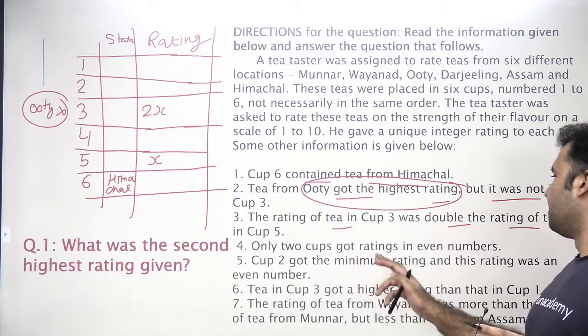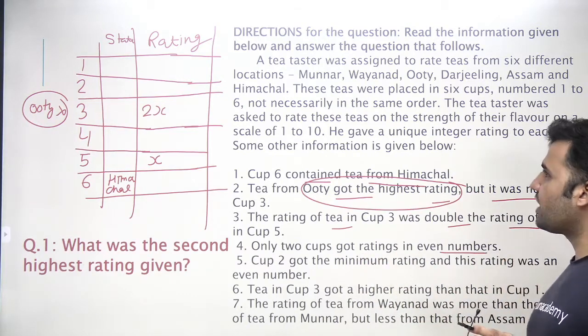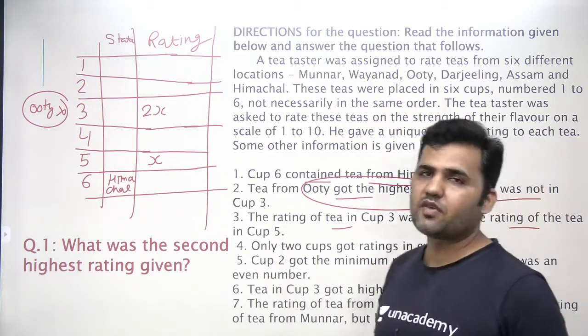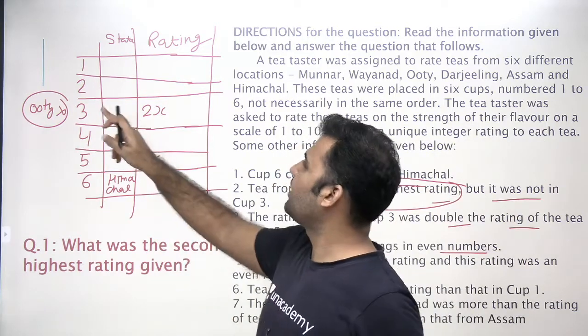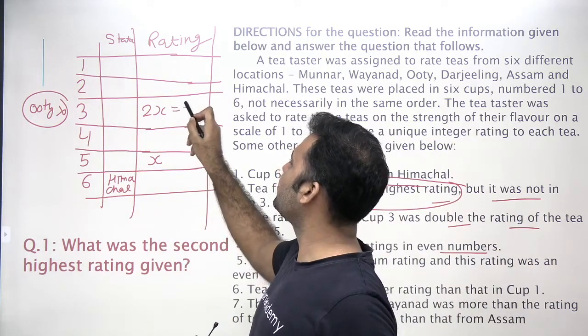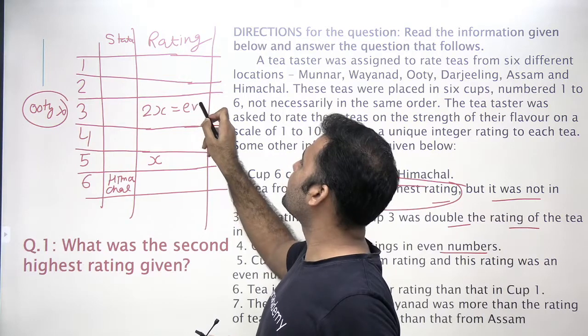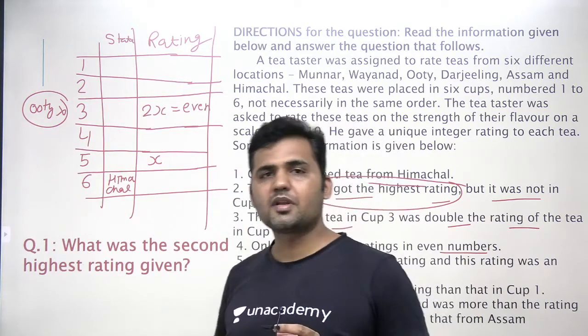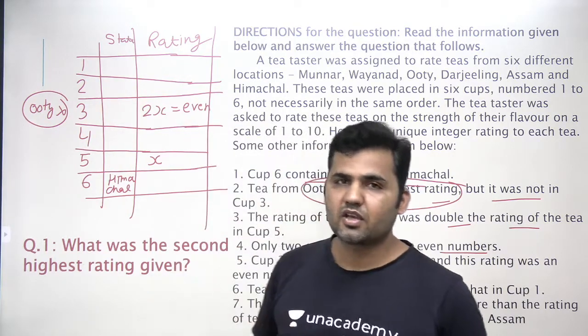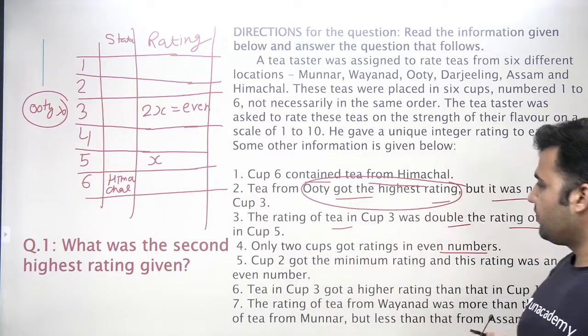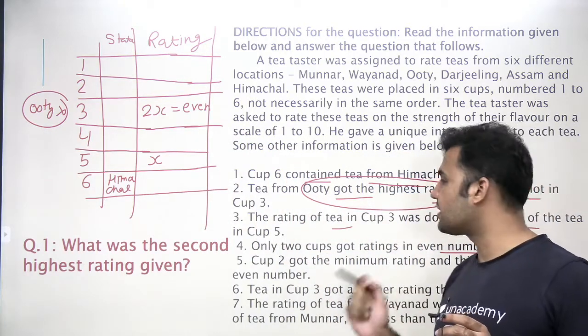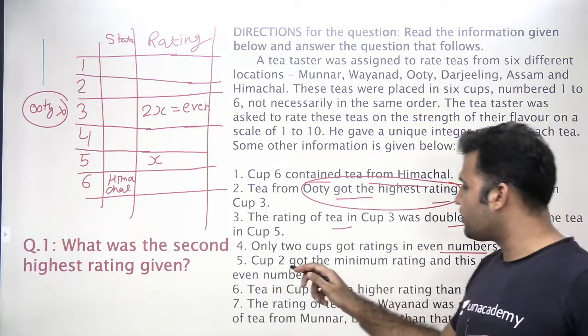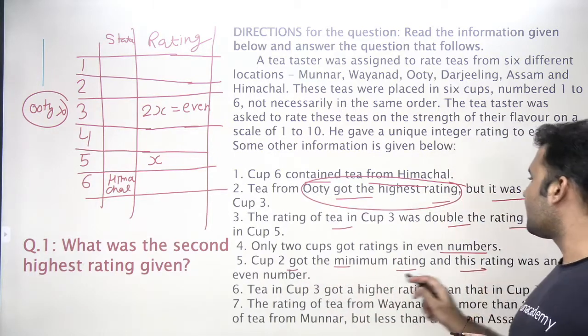Only 2 cups got the rating in even number. Now this is a very important information, that 2 cups got the even number rating. Can I say that one of those cups will definitely be cup number 3, because this is 2 times x? So this is definitely going to be an even number. Cup number 3 will definitely be an even number. So there is one more cup which will have a tea rating as an even number. Okay. Cup 2 got the minimum rating and this rating was an even number.